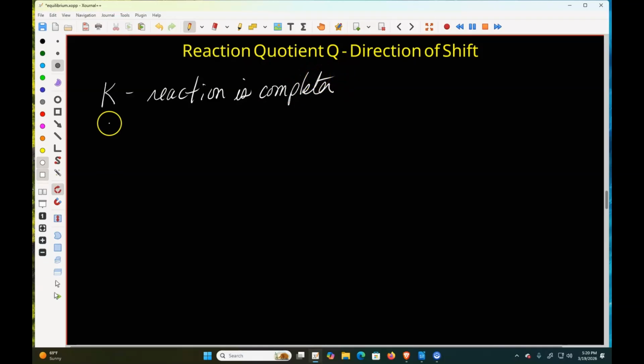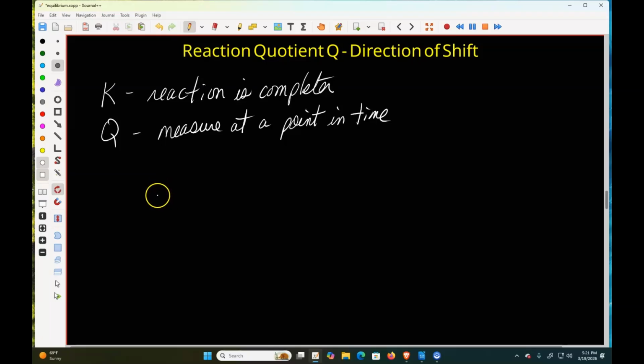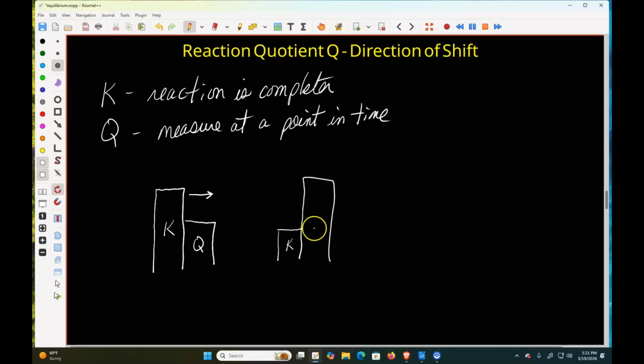The thing about K is it applies when the reaction is complete, or at equilibrium. Q is a measure at a point in time. An easy way to remember this concept is to write these in alphabetical order. I'll draw a little bar graph here, where this one is K and this one is Q. If K is greater than Q, it's going to shift to the right. Likewise, if K is shorter than Q, the reaction is shifting to the left. If they're at the same height, then it's at equilibrium.